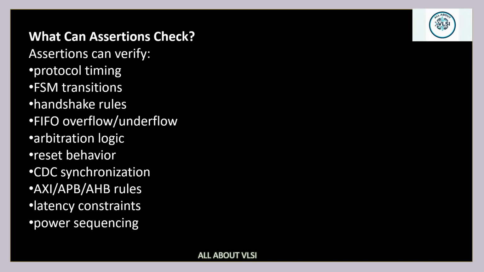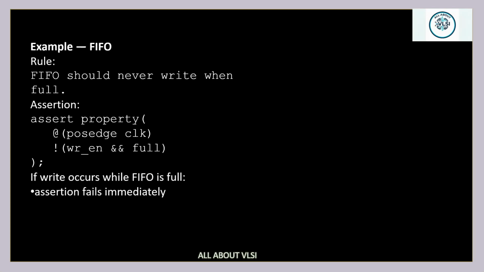And what can assertions check? Assertions can check protocol timing, FSM transitions, handshaking rules, FIFO overflow and underflow conditions, arbitration, reset, and so on. Think of this example: your FIFO should never be written when full is equal to 1. If the FIFO is full, you should not perform the write operation. This is the condition we are going to check.